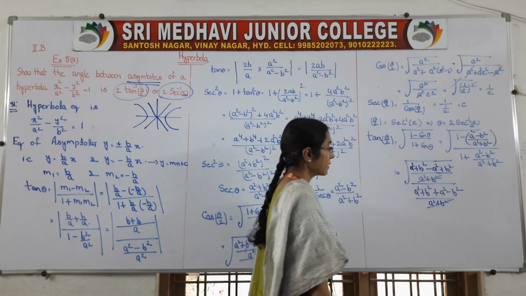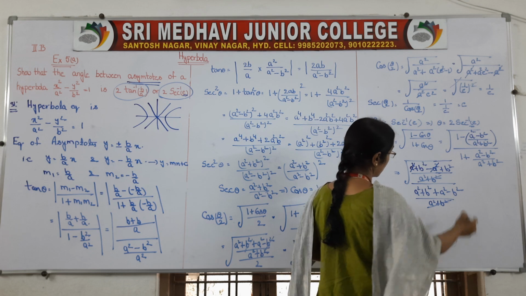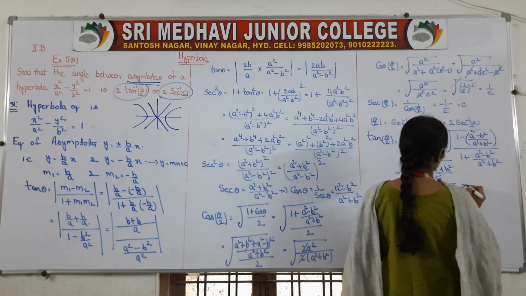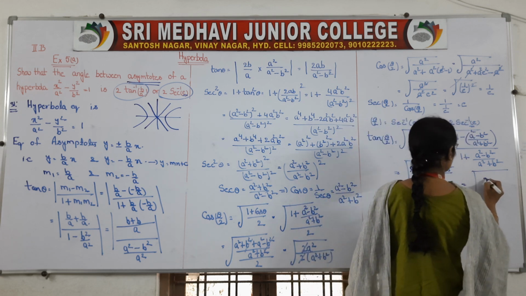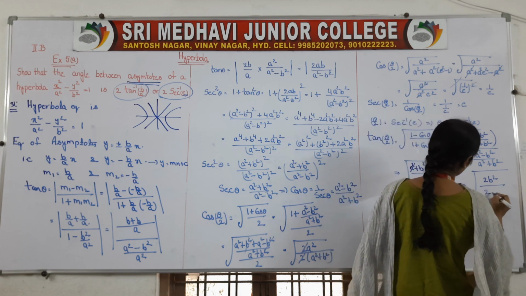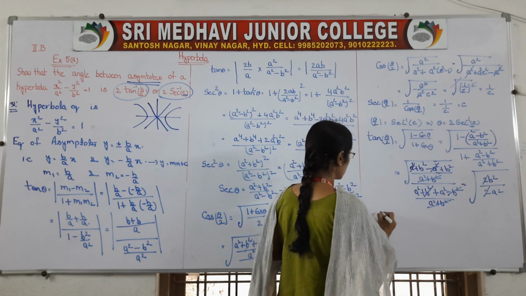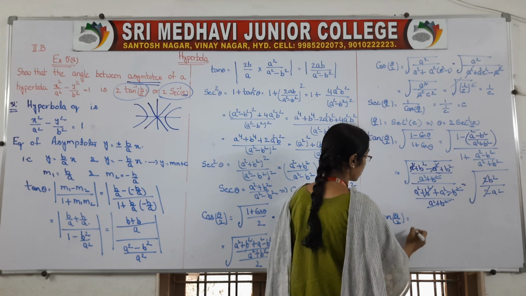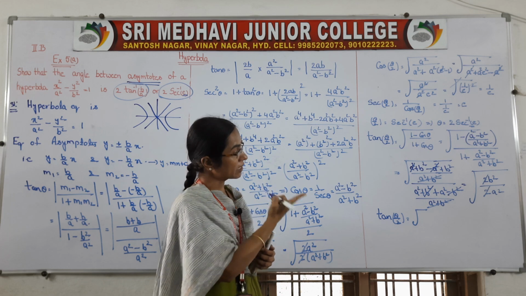This term cancels, and plus a square minus a square minus b square plus b square cancels. So it is equal to root of b square plus b square, 2b square by a square plus a square, 2a square. 2 also cancels. So we got tan theta by 2 is equal to root of, numerator and denominator both have the same power.